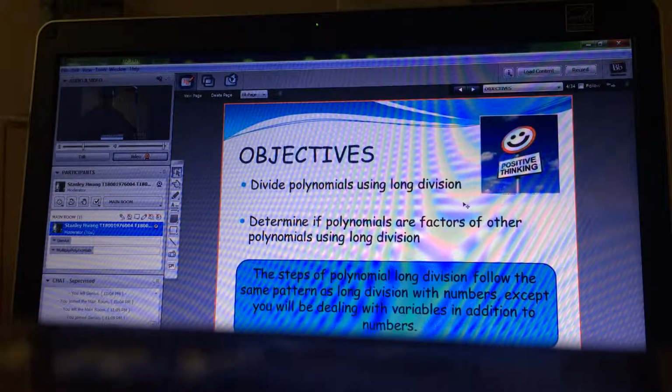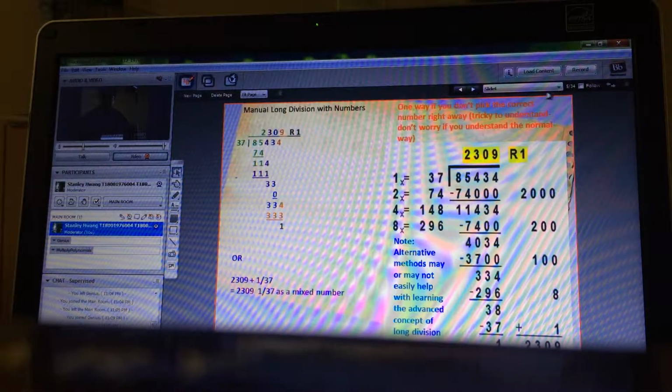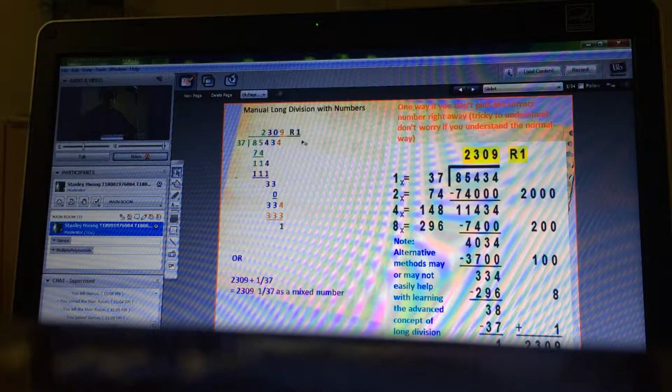In this lesson today, we will learn how to divide polynomials using long division, and we will also be able to understand what it means if the polynomials are factors of each other. Right now, let's take a look at another example with manual long division. The one on the left here is color-coded.